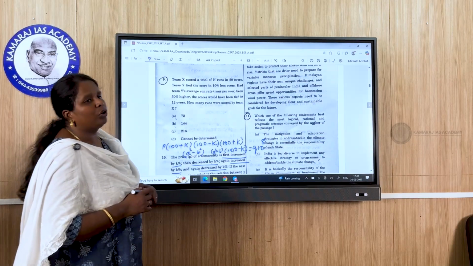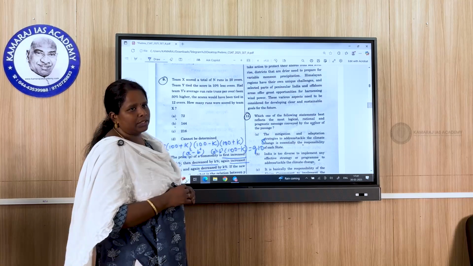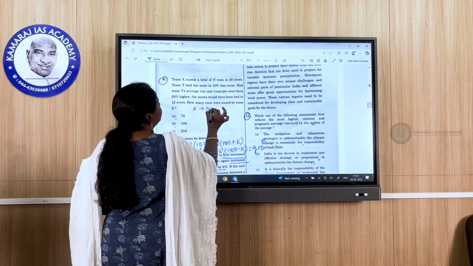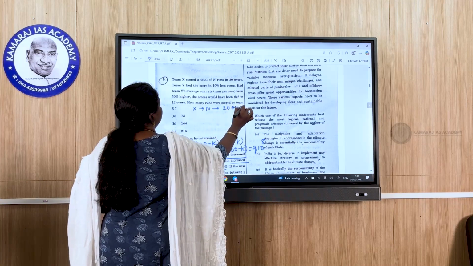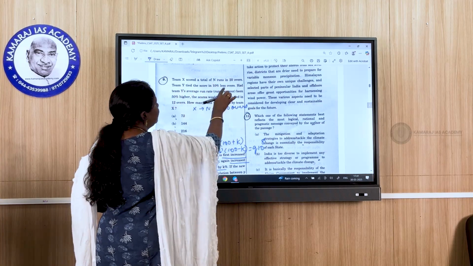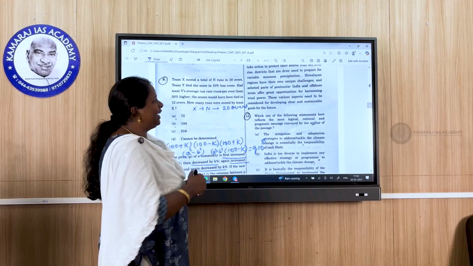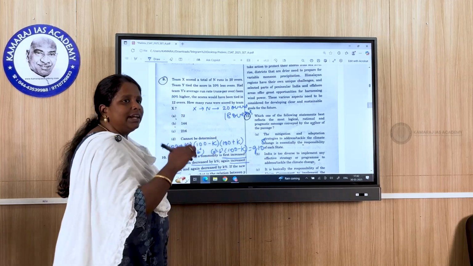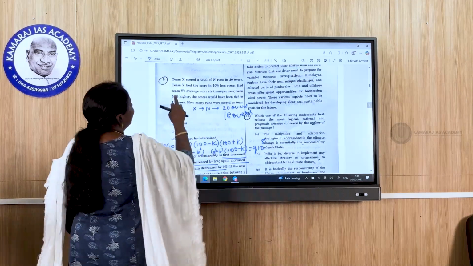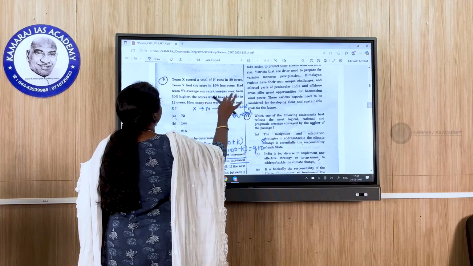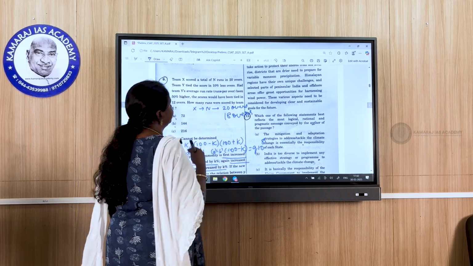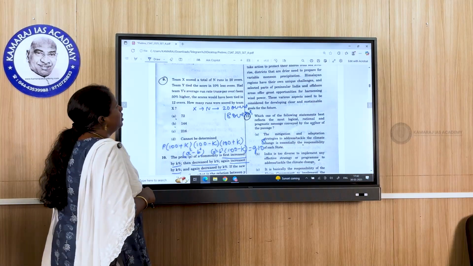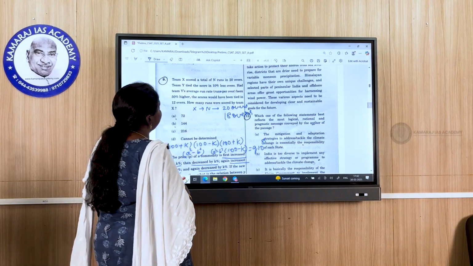Team X scored a total of n runs in 20 overs, right? So X scored n runs in 20 overs. Suppose team Y tied the score in 10% fewer overs. 20 with 10% less, it is 18 overs, in which it made a tie, right? Now had the team Y's average run rate been 50% higher, the scores would have been tied in 12 overs, right? Now, how many runs were scored by the team X?